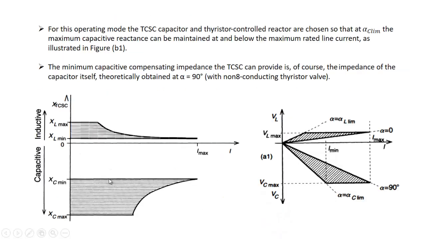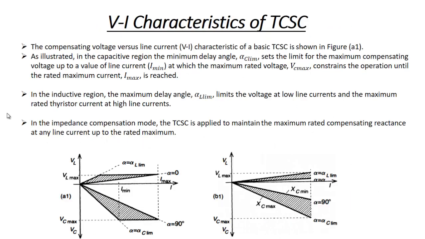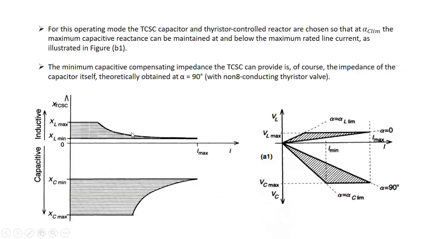Now, this was already discussed. This is actually derived from the same. This is an X versus I graph, that is the XTCSC and the total current flowing through it. You can see, so this is the XL max. Let us first discuss this.